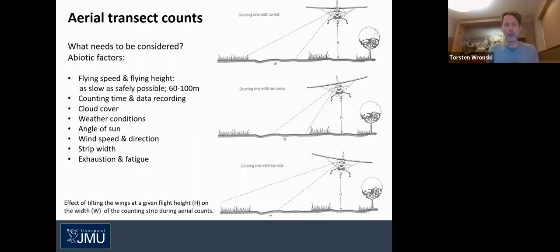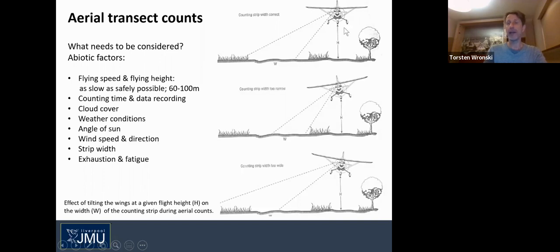Do we use a notebook? Do we have a third person recording the data? Or do we speak into a portable voice recorder? And we need to consider weather conditions, cloud cover, the angle of the sun, very important, so that we are not dazzled during the flight in either direction. The wind speed is very important, and the direction of the wind.